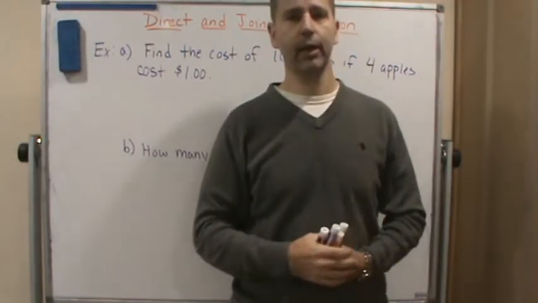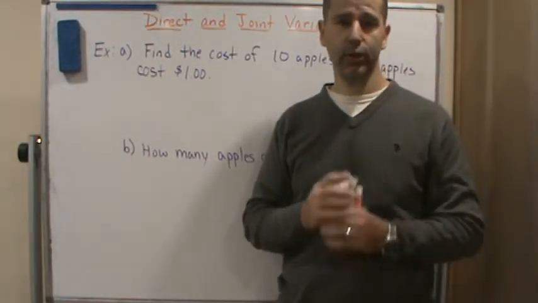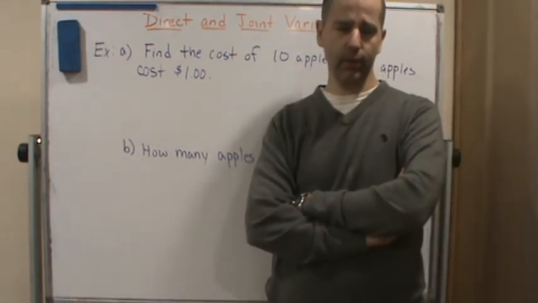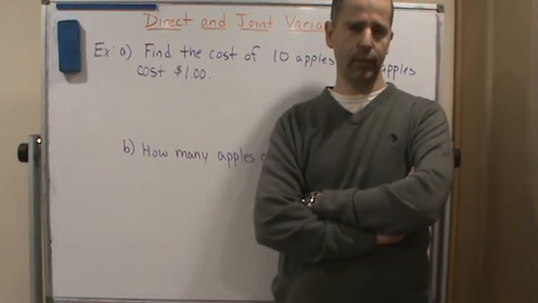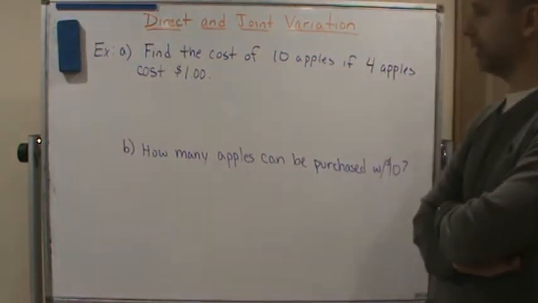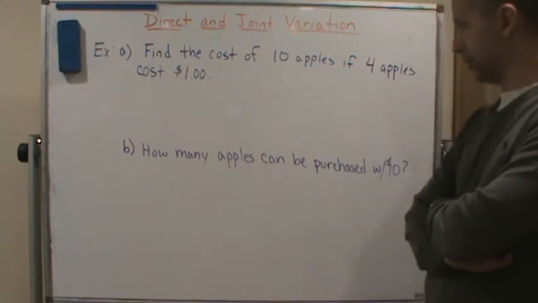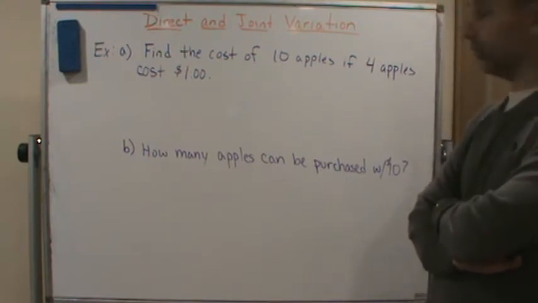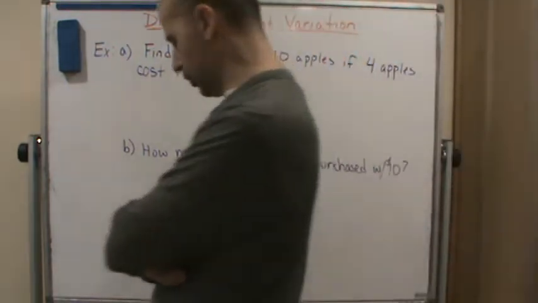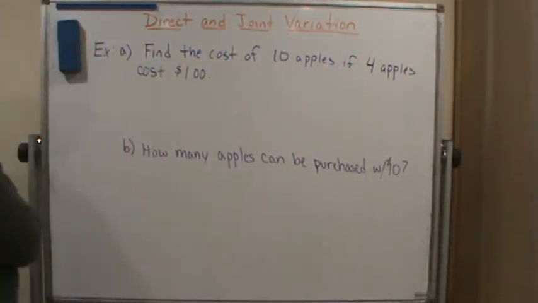Okay, so welcome back. In this video, we're going to do an example and you'll see how everything comes together with what I've said in the last couple of videos. In this example, it says find the cost of 10 apples if 4 apples cost $1. We're going to follow the steps, set up the proportion, and then solve it.